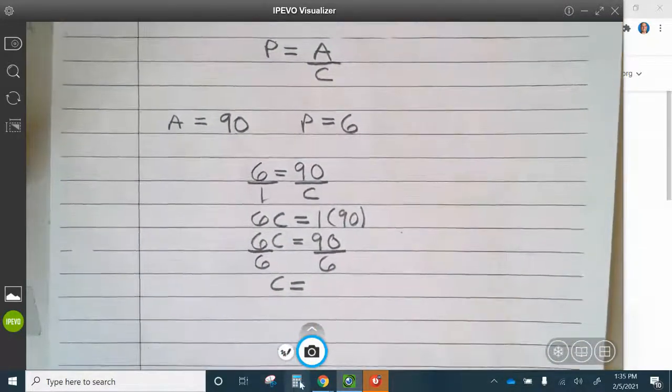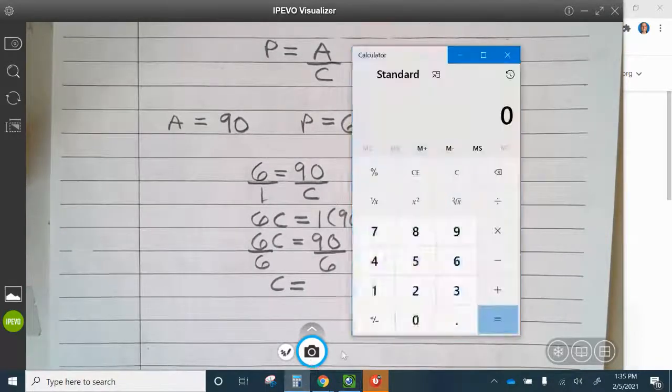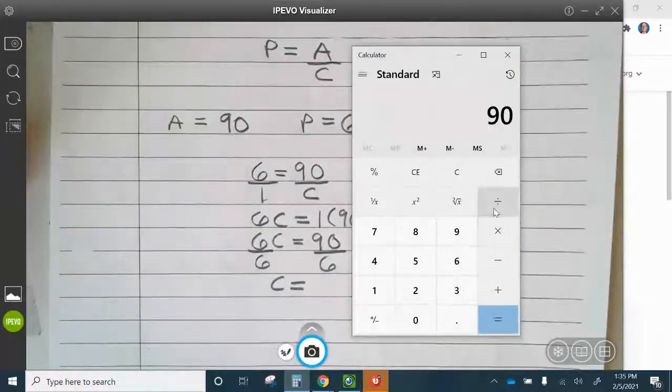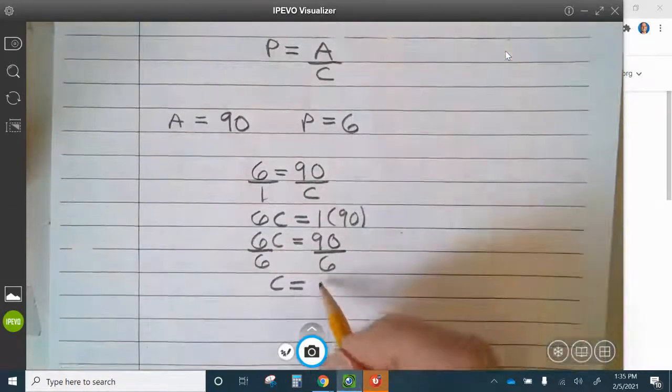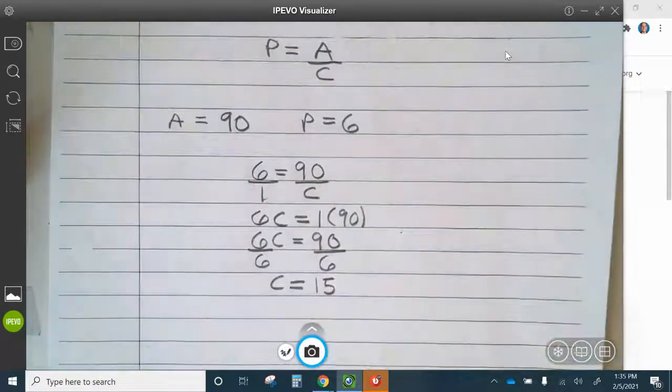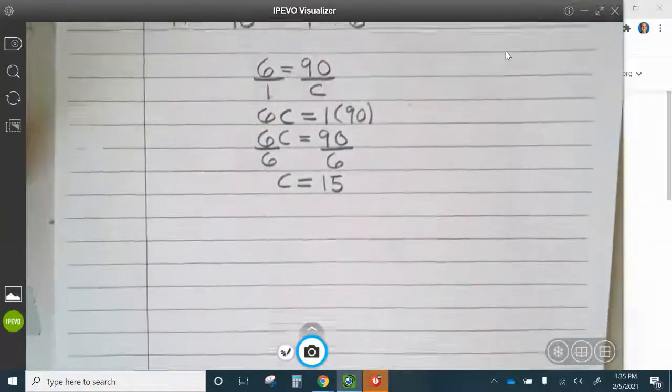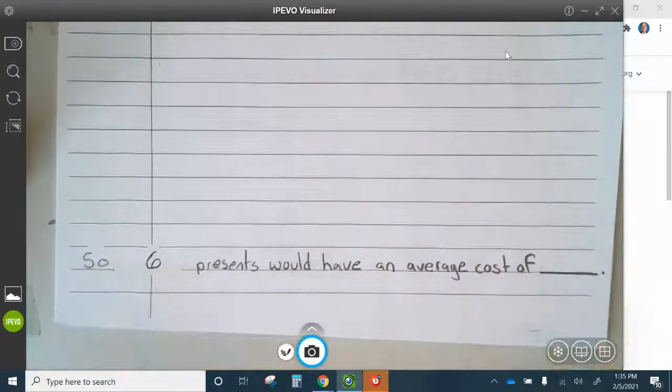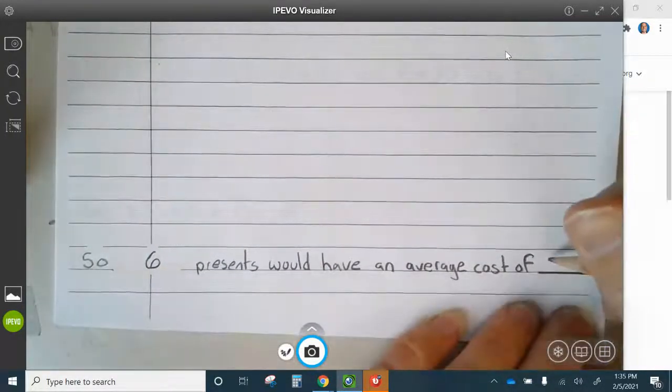So now let's use our calculator. So 90 divided by 6 is 15. So C equals 15. Okay, so 6 presents would have an average cost of $15.